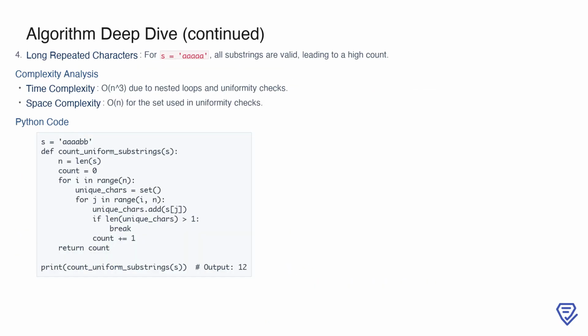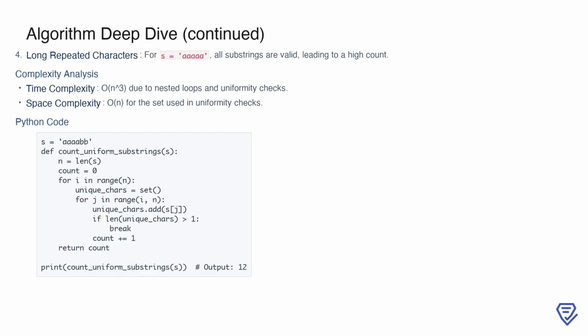Edge cases are also important to consider. For instance, in a single character string like s equals a, the only substring is a, which is valid. In a string with all unique characters like s equals abcd, only the single character substrings are valid, as no multi-character substring can be uniform. In an empty string, there are no substrings, so the result is 0. On the other hand, for strings with long repeated characters, such as s equals aaaa, every possible substring is valid, leading to a high count.